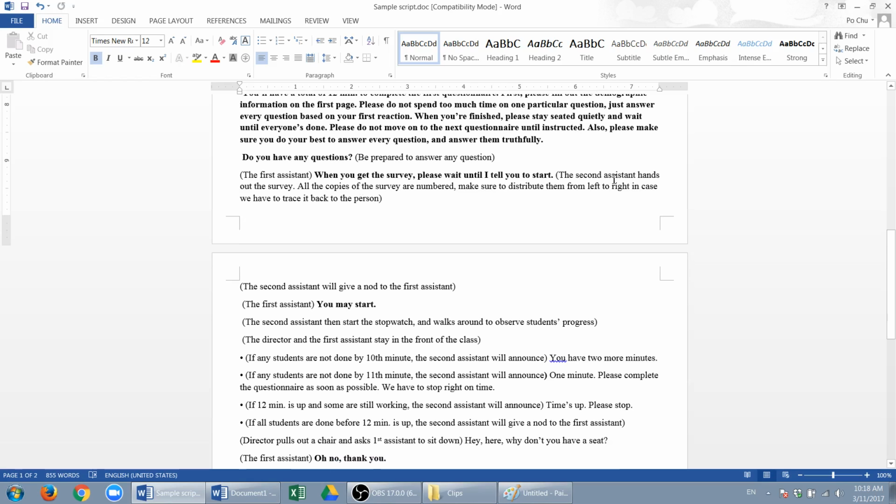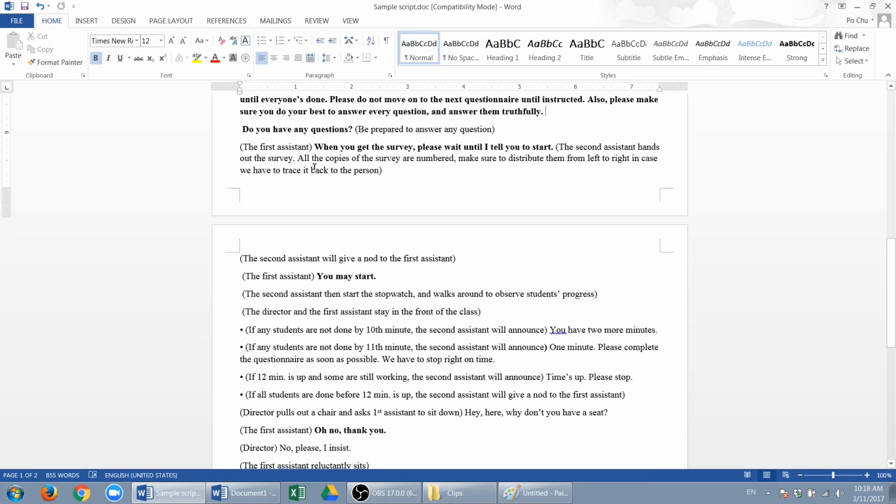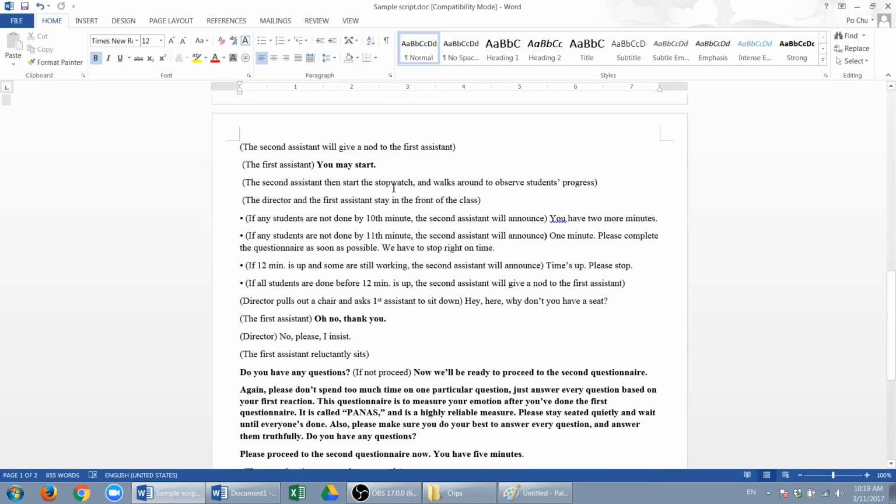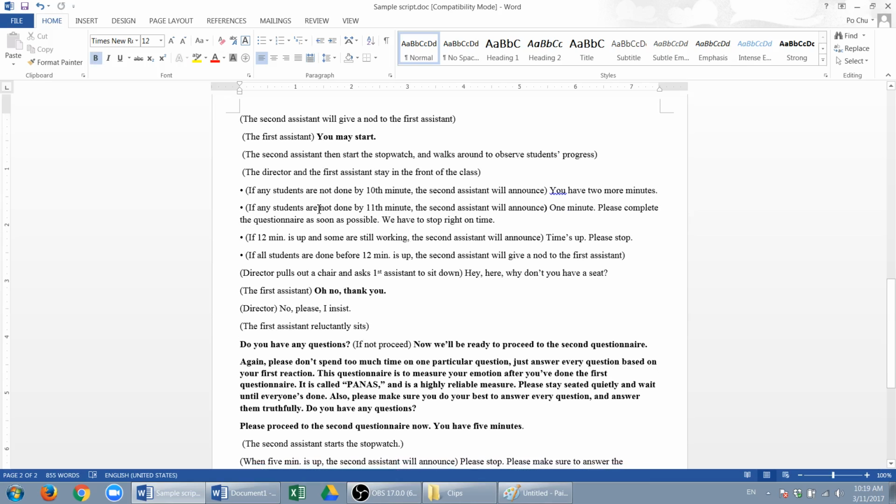Then the second assistant hands out the survey. All the copies of the survey are numbered. Make sure to distribute them from left to right in case we have to trace it back to the person. The second assistant will give a nod to the first assistant after everything is done. Then she says, you may start, and the second assistant starts the stopwatch. Somebody has to measure the time and walk around to observe students' progress.